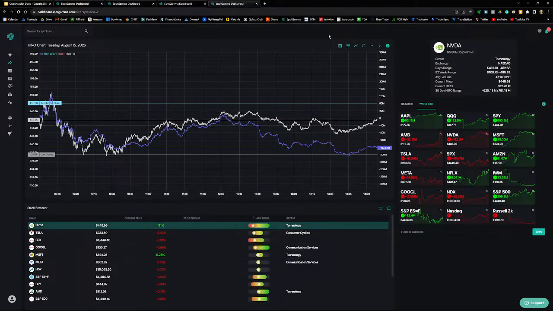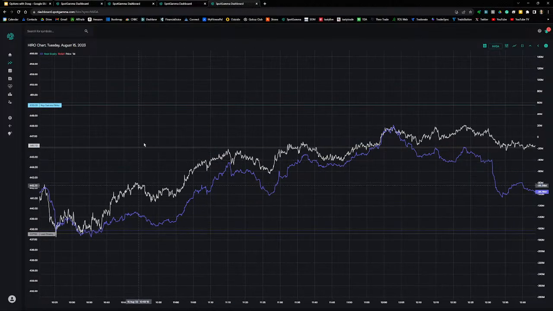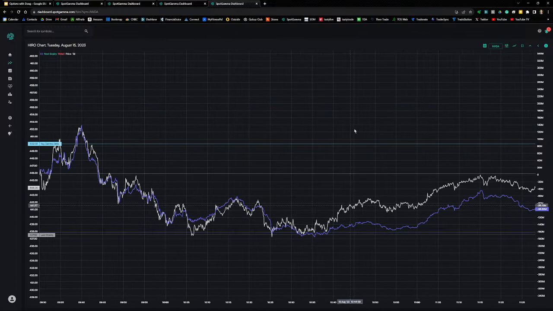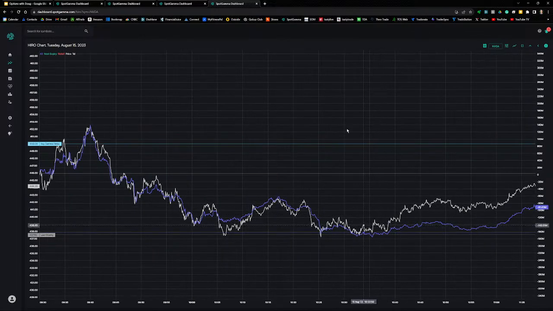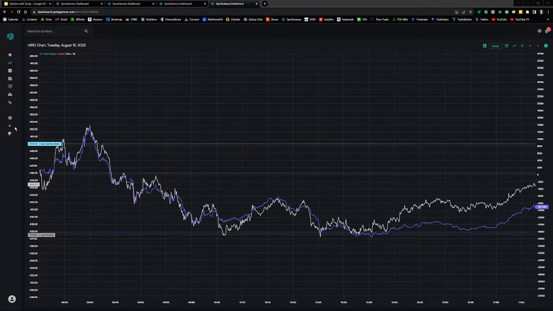All right, so here's NVIDIA. Let's zoom in on this. Going to zoom in on the morning session and note that 450 is the key gamma strike. So that's an important level.